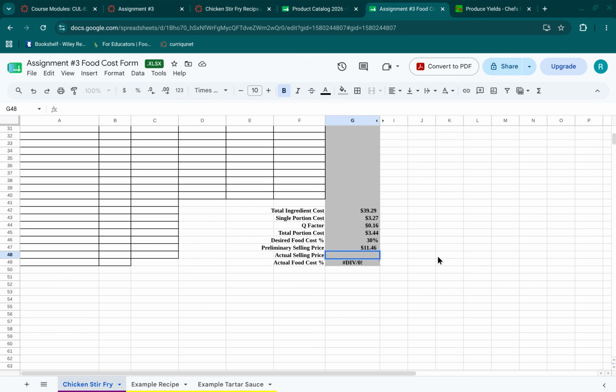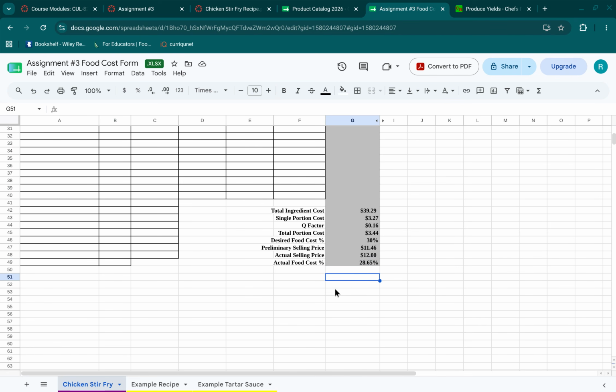So let's round this up to 12 just to make it easy. And then our actual food cost is what that set menu price put us at. So because I rounded up, that made my food cost go lower than what it was originally intended at. So if we round it down, we should see something more than 30%. So again, that is your choice, but choose wisely. Either way, unless it's completely unreasonable, you will get full credit. But I'm just curious to see what your thought processes are with this.